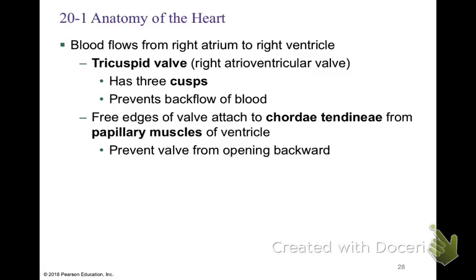Okay, so leaving the right atrium and going to the right ventricle, we're going to go through the tricuspid valve. It's called that because it has three flaps or cusps, and the lower edges of the valves attach to these strings, these cords within the ventricle. They're actually considered to be your heartstrings. These are the chordae tendineae, and the other end of the cords attach to lumps of muscle in the ventricle called the papillary muscles. When the papillary muscles contract, as the ventricle contracts, it pulls on the cords, and that keeps that valve from opening backwards.